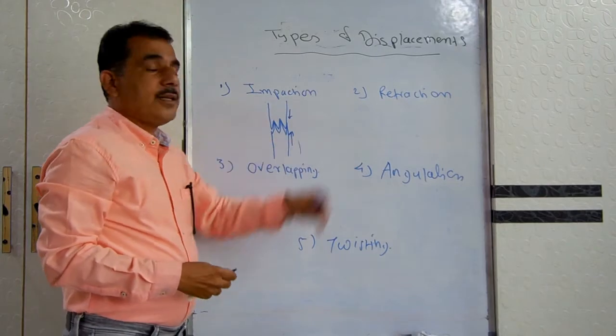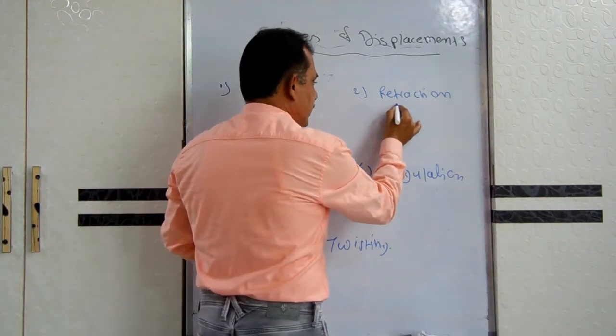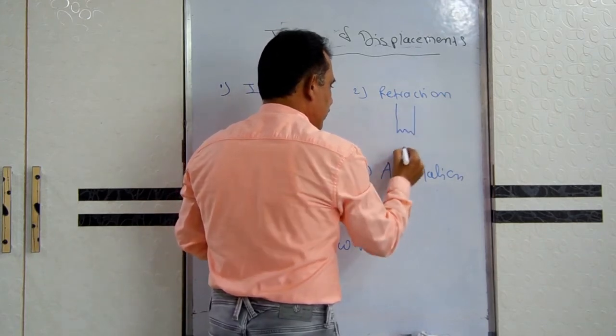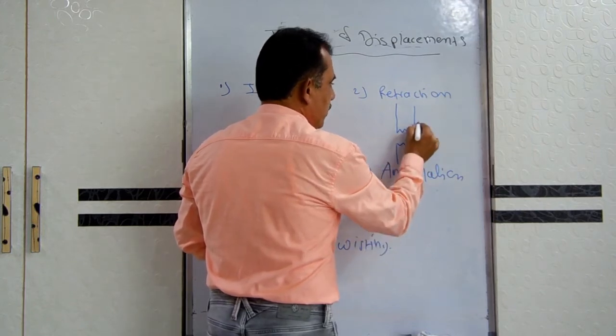Then second is retraction. Retraction means where the two fracture ends retract or go away from each other, moving in the opposite direction.